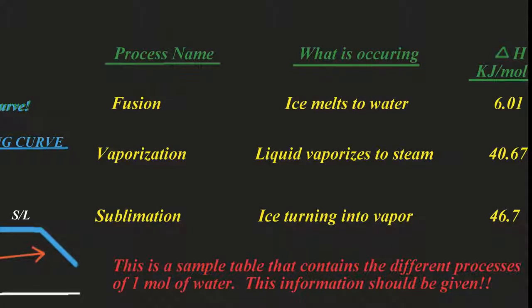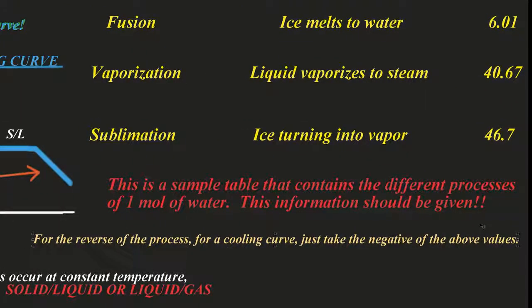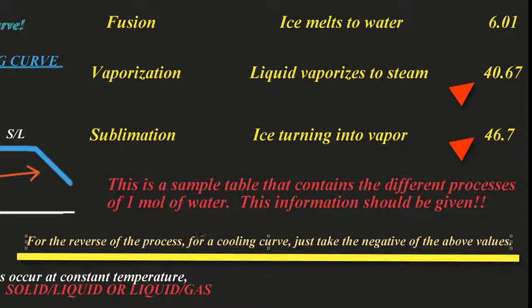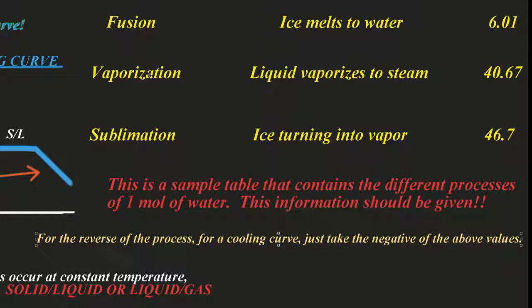Okay? And if we're looking for the reverse of the process, let's say we're doing a cooling curve, then you just take the negative of these values because it's just the reverse of the process there. So if I'm going from gas to liquid, if I'm condensing, it'd be a negative 40.67. All right. So that's the basics of a heating and cooling curve.